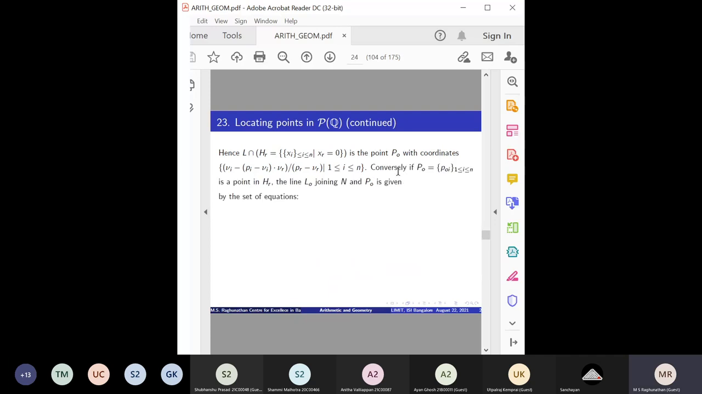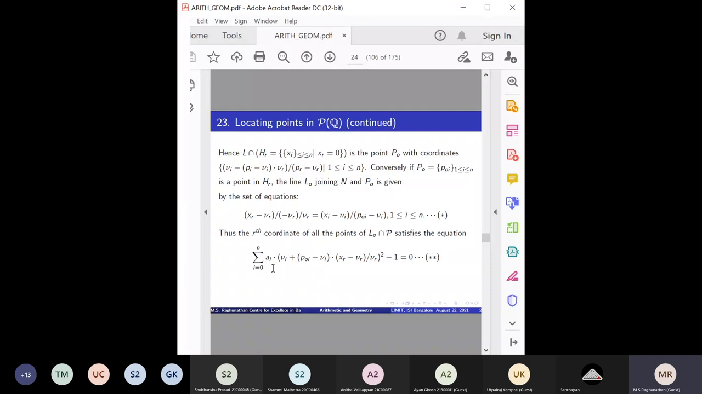So conversely, suppose P_0 is a point on H_r. H_r is this hyperplane, the set of points in Euclidean n-space where the r-th coordinate is 0. Take a point P_0 in H_r. The line L_0 joining n and P_0 is given by the set of equations like this: (x_r minus n_r) divided by (minus n_r) equals (x_i minus n_i) divided by (P_0i minus n_i), where P_0 is the point whose coordinates are P_0i. And then the r-th coordinate of all these points satisfies this quadratic equation.